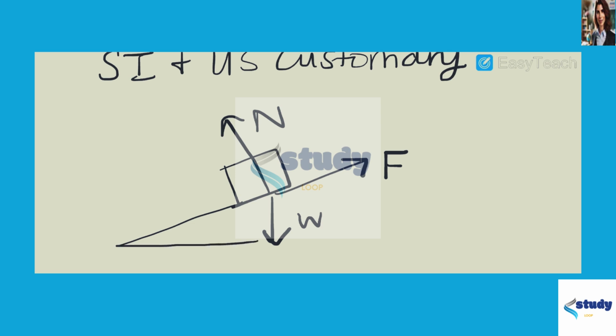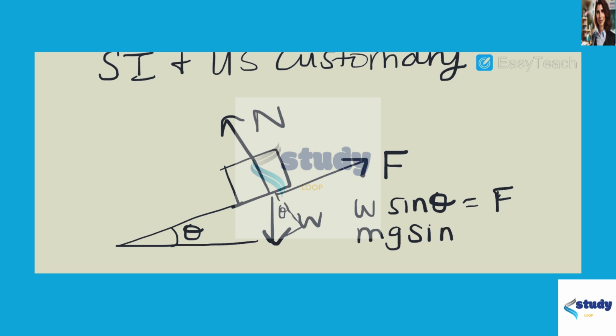So we're also going to have this angle theta, which is defined as the angle between the direction of motion and the horizontal. And we can see that when we break down this weight force into its components, the angle theta is right here, and W sine theta, which is the opposite, is the force that is being opposed by the driving force. So we can say that W sine theta is equal to F, and further go ahead and say mg sine theta is equal to F.